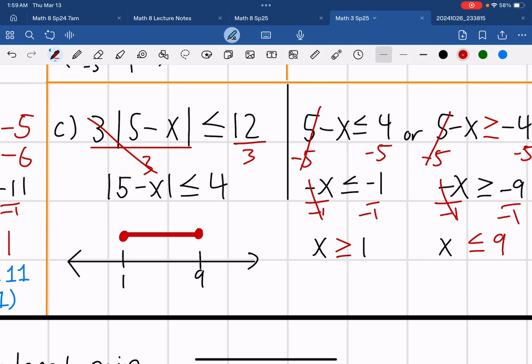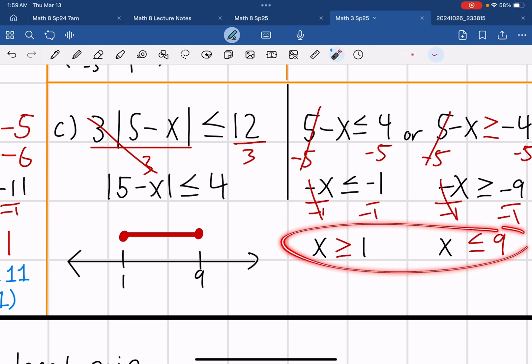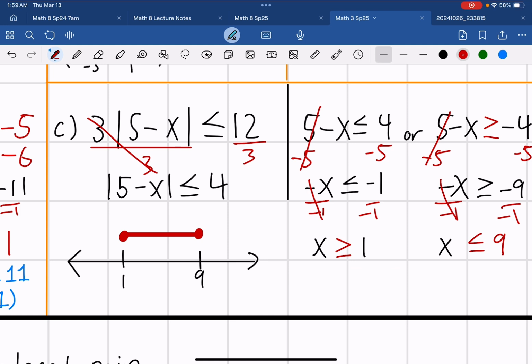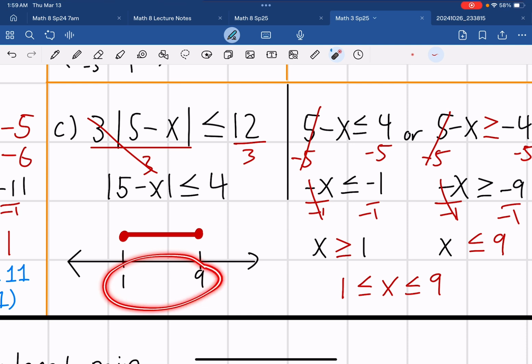So I actually have to rewrite, because this is a compound inequality. I can't leave it as two separate inequalities. And because it's written nicely for me already, I know I can write just 1 is less than or equal to x, less than or equal to 9. It's organized for me here on the number line. That makes it nicer for me to write this compound inequality. And once again, if I want to write interval notation, it's brackets 1 to 9, and then close brackets again.